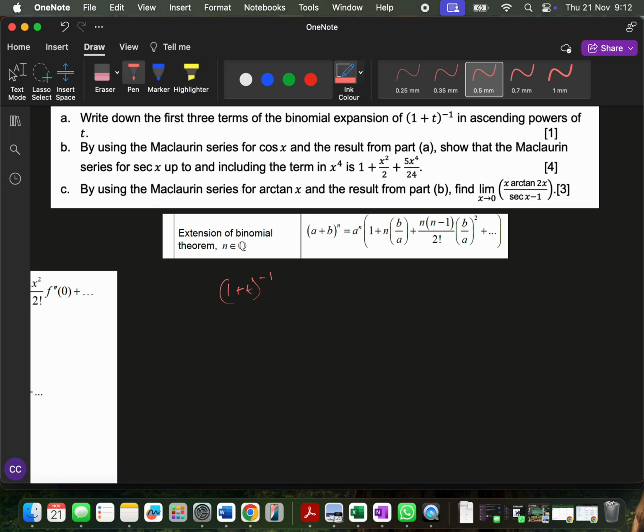Well, if we just follow this, this is going to turn into the first term, which is 1 to the negative 1, times the quantity 1 plus negative 1 t over 1, plus negative 1 times negative 1 minus 1 all over 2 factorial, and then t over 1 squared. Simplifying that, I end up with 1 minus t, and then that becomes negative 2, so positive 2 over 2, so this just turns into plus t squared.